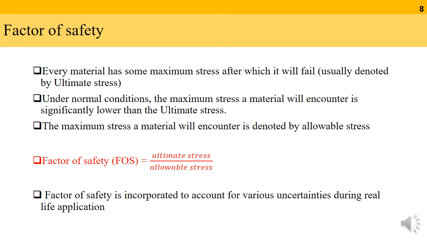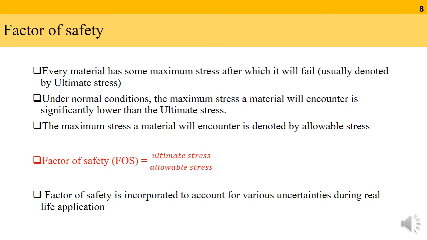Now, I think most of you by now have an appreciation that we are going to use the concepts of stress to design different parts. Every material has some maximum stress after which it fails. There is no material in the world which can take an infinite amount of load. So, let us say that the maximum stress at which my material is going to fail is the ultimate stress. Under normal conditions, the maximum stress that a material will encounter is going to be significantly lower than the ultimate stress. This is because as a designer, you are not going to take undue risk.